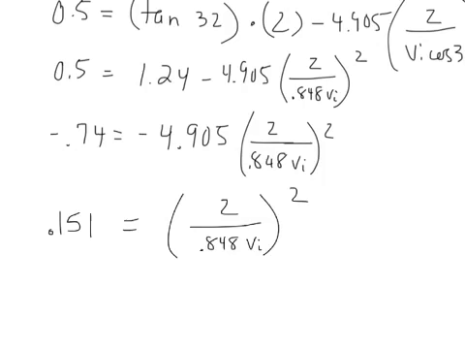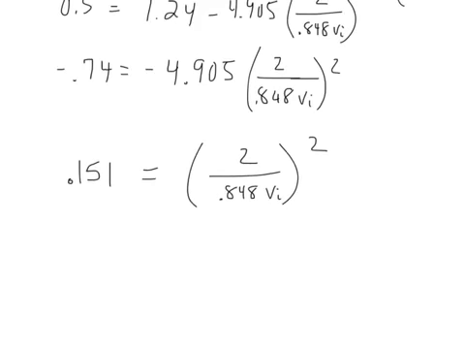Why are you doing that instead of adding? So we can get the square part by itself. Because how can we get rid of the square now? Take the square root? Yes, square root. So square root both sides now. Square root of 0.151. What do you get from that? 0.389. And that's equal to 2 over 0.848 VI.